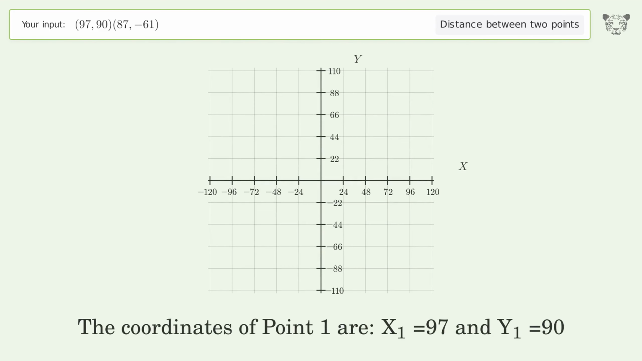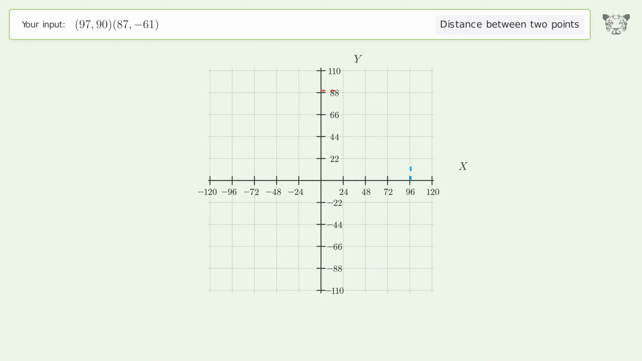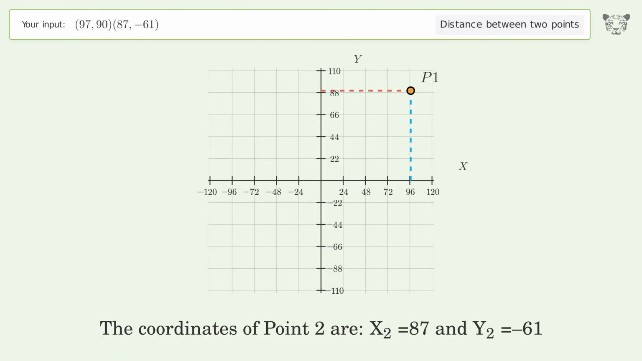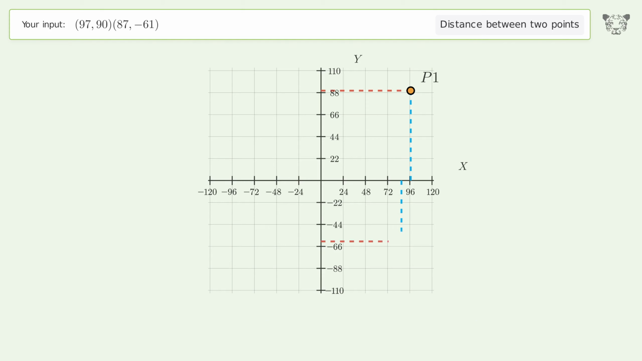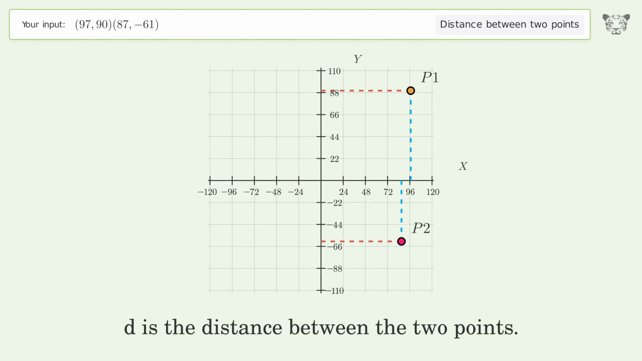The coordinates of point 1 are x1 equals 97 and y1 equals 90. The coordinates of point 2 are x2 equals 87 and y2 equals negative 61. D is the distance between the 2 points.